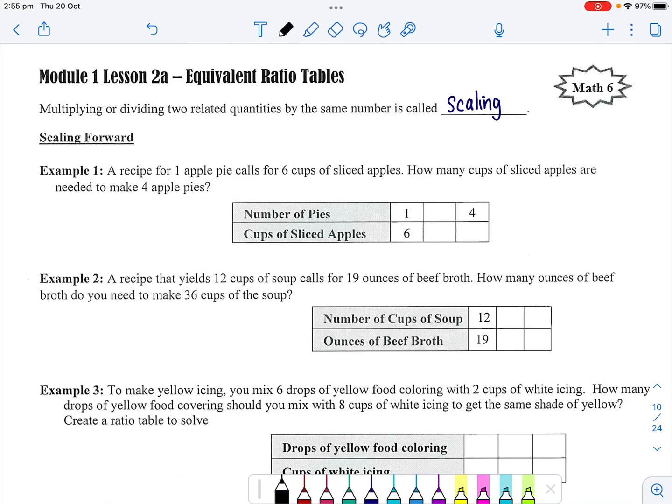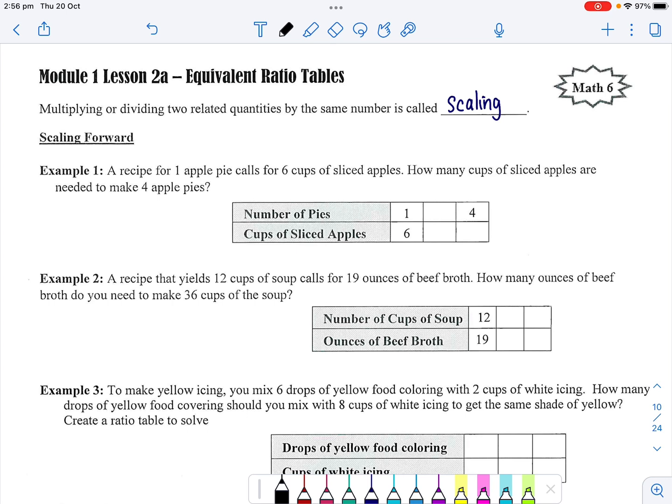Hey everyone, we are going to be continuing to solve ratio problems, only this time we are going to solve ratio problems using equivalent ratio tables. So we're still going to be using the idea of comparing two numbers using a fraction, but now we're going to organize this information as a table versus part whole and a tape diagram.